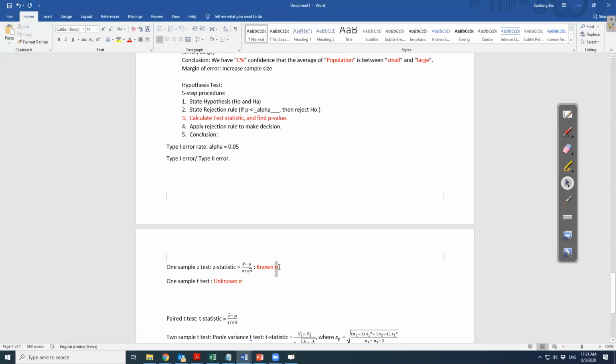Keep in mind, sigma is the population standard deviation, right? S is the sample standard deviation, okay? Make sure you can tell the differences. Is it the standard deviation of the population or the standard deviation of the sample? So if you have a known sigma, you choose a z-test. If you have an unknown sigma, you choose a t-test, and that's it.